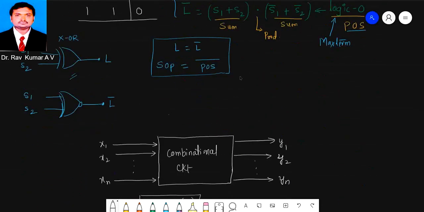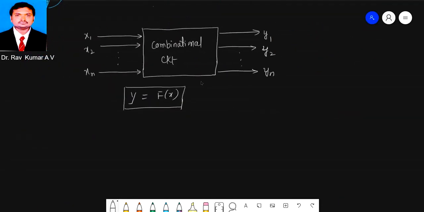Similarly, I'll take one simple block diagram. As I said, I'm briefing the combinational circuits. We have n inputs and n outputs. Your function f is the combination circuit. It operates on the input x, and we get the output y, so that y is equal to f of x.